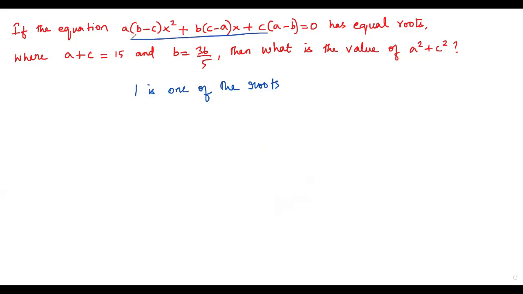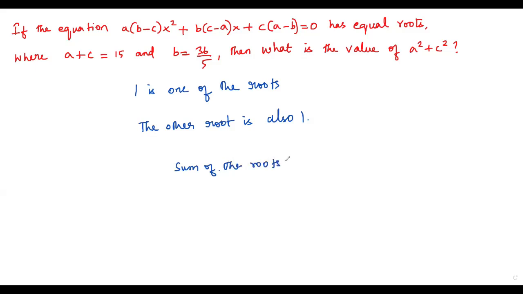Okay, since the given quadratic equation has equal roots, what is the other root? The other root is also the same, 1. Let me write it. So the other root is also 1, because the equation has equal roots. Now let's find the sum of the roots. Let me write it over here. The sum of the roots is, we have to add the two roots, 1 + 1. So the sum of the roots we are getting is 2.